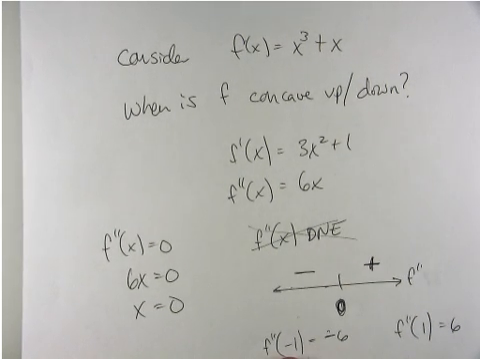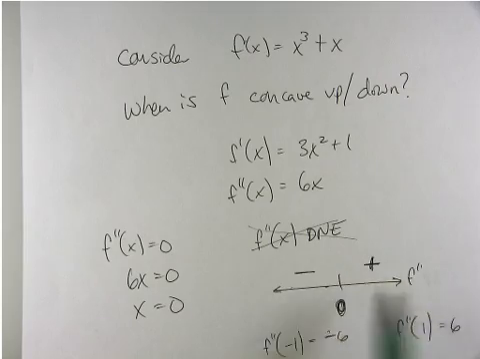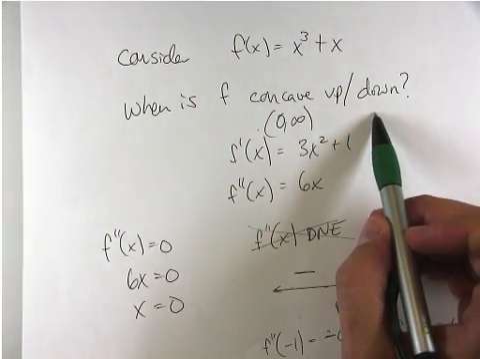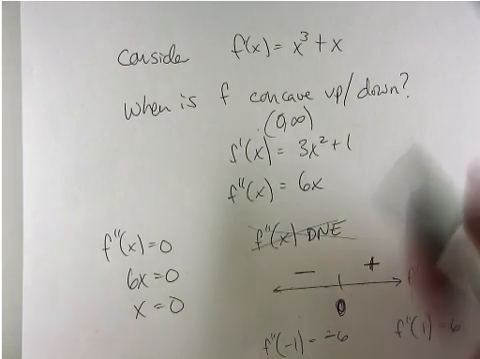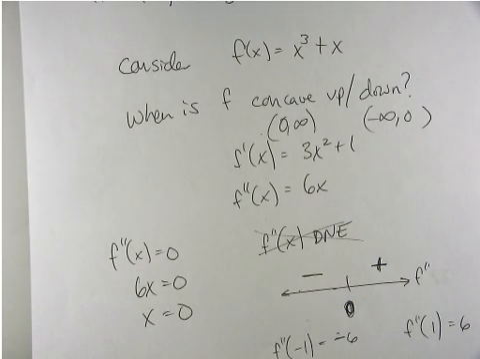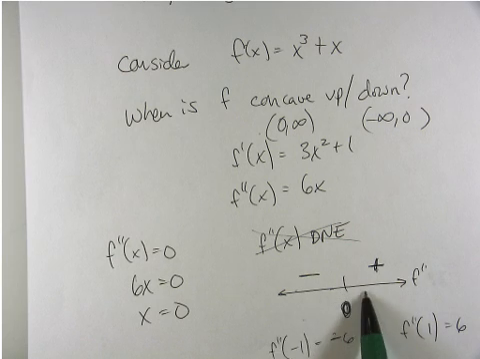So when is f concave up? Greater than 0. Yeah, here when it's plus, 0 to infinity. When is it concave down? Yeah, this other interval, -infinity to 0. So it looks like the concavity changes at 0. It was concave down, now it's concave up.